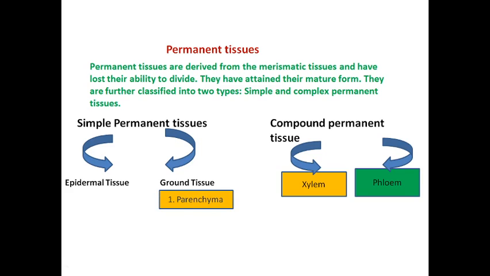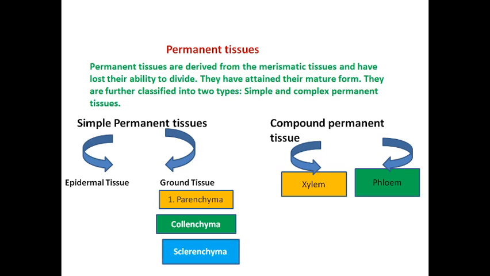Now let me tell you. First of all, if you see the structure of any root or shoot, there is epidermis first, then there is ground tissue, and then there are vascular bundles. This ground tissue is further of three types. Number one is parenchyma or parenchymatous tissue. Number two is collenchyma, and number three is sclerenchyma. Fine, I hope this classification is clear to you.